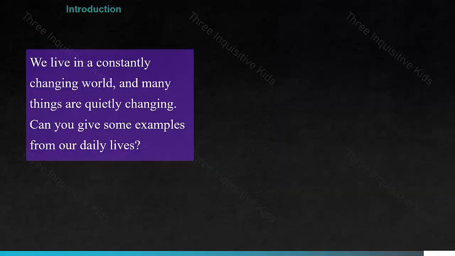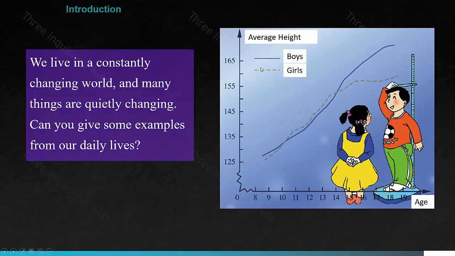Well, we live in a constantly changing world, and many things are quietly changing. Can you give some examples from our daily lives? For instance, in this example, they are talking about the average height when boys and girls are growing. So usually girls start growing slightly earlier than boys. That's why at first, when you're 11 to 13 years old, it may seem like all the girls are taller than the boys. But then after that, the boys start growing.